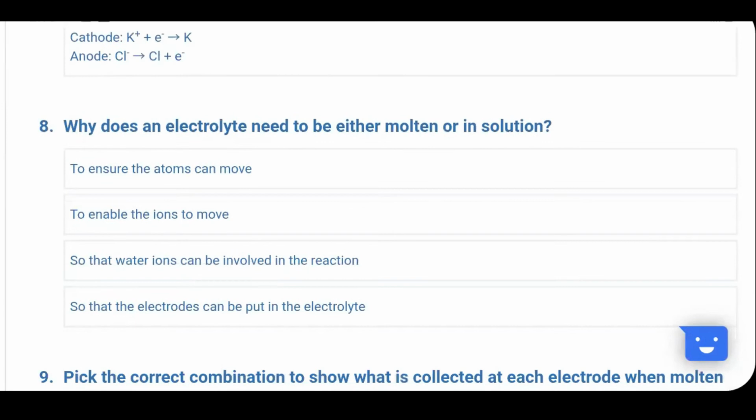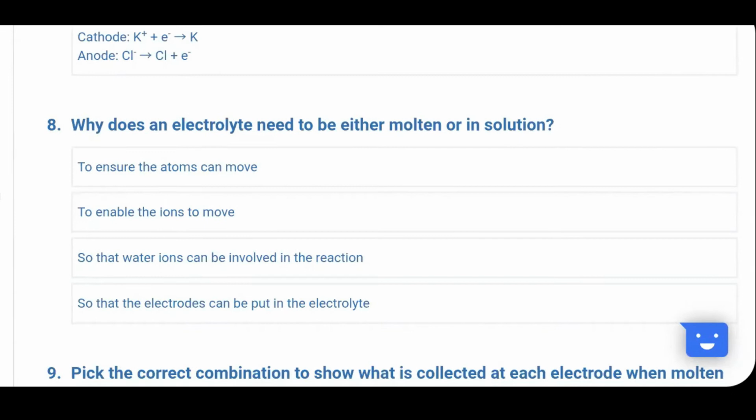Why does an electrolyte need to be either molten or in solution? Is it because it ensures the ions can move, so that the ions can be involved in the reaction, so the electrodes can be put in the electrolyte?